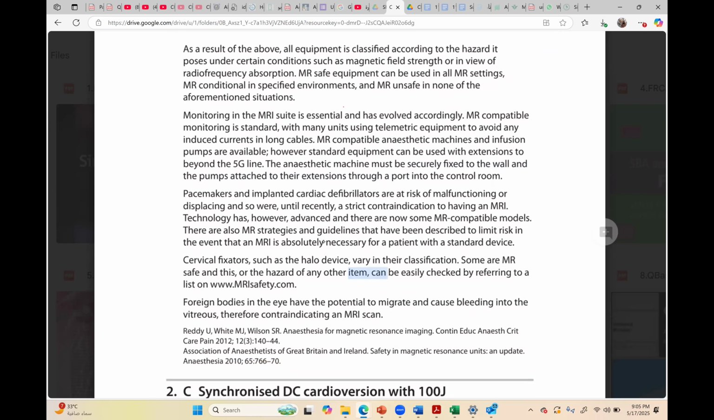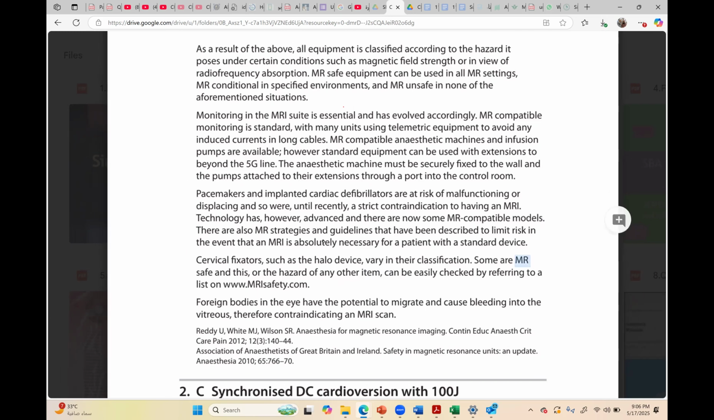Pacemakers and implanted cardiac defibrillators are at risk of malfunctioning or displacing. It can pull, it can cause damage. Until recently these were a strict contraindication to having an MRI. Technology has, however, advanced, and there are now some MRI compatible models. There are also MRI strategies and guidelines that have been described to limit risk in the event that an MRI is absolutely necessary for a patient with a standard device. Cervical fixators such as the Halo device vary in their classification. Some are MRI safe, and the hazard of any other item can be easily checked by referring to the manufacturer's guidance.